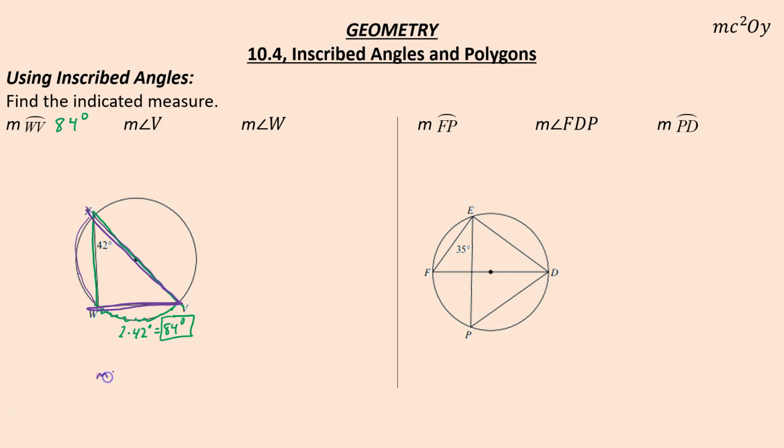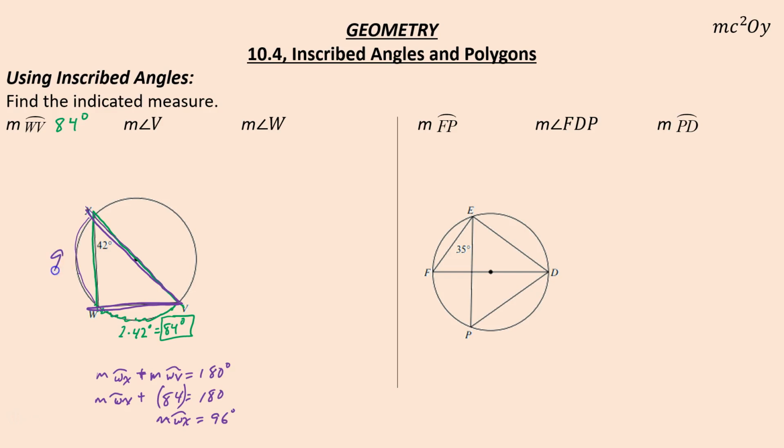Okay, so the measure of arc WX plus the measure of arc WV equals 180 degrees because it's a semicircle. And we already know WV is 84. Okay, so we can substitute that in for arc WV. That means we just need to subtract that 84 from 180 to find the measure of arc WX. So the measure of arc WX is 180 minus 84, also known as 96.